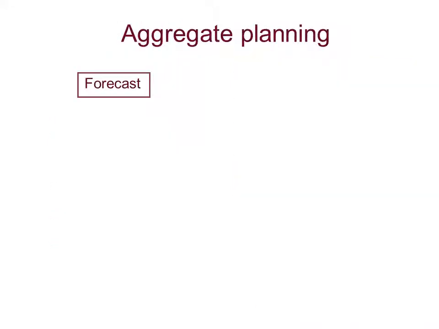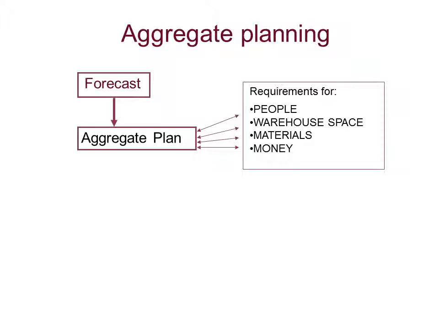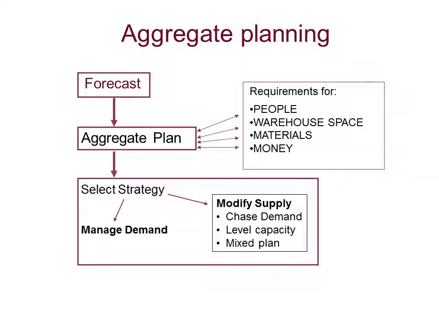In terms of aggregate planning, and in summary, what we have is a forecast. This leads to an aggregate plan, which is a function of our people, warehouse space, if we're producing products to store, materials we need, money we need to invest in capacity. And this will lead to a strategy, or be part of a strategy. Are we going to modify our supply, which you can see is either chase demand, level capacity, or a mixed plan of some sort, or are we going to try and manage demand? The reality for most organisations is they do a mixture of all these.